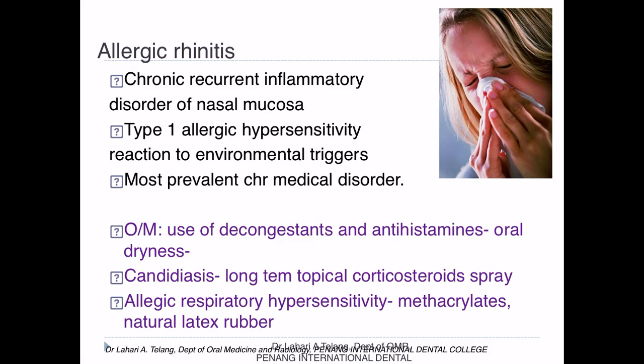Oral manifestations arise because the use of decongestants and antihistamines leads to oral dryness. It could be temporary, but the effects could be seen in the form of bad malodor or caries, and also candidal infections in patients who are on long-term topical corticosteroid sprays. There is also allergic respiratory hypersensitivity to methacrylates or natural latex rubber allergy. So it's important to note these cross allergens.